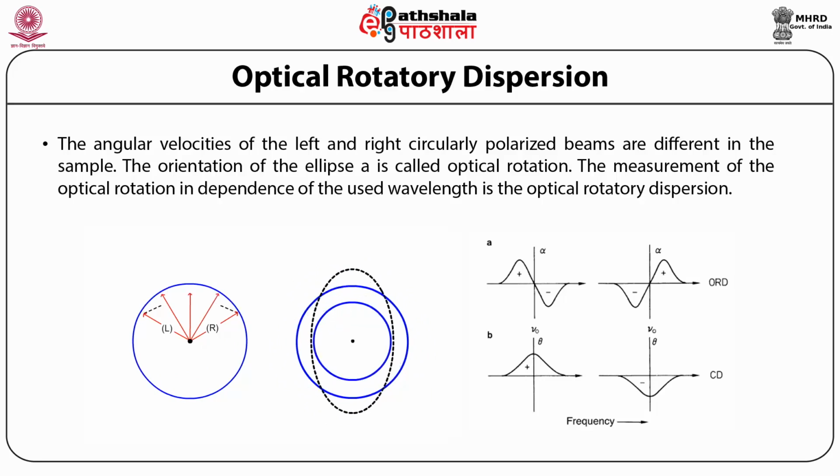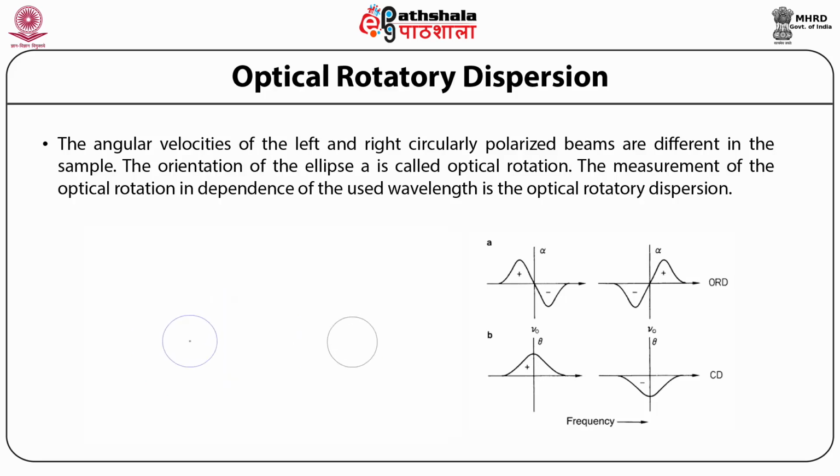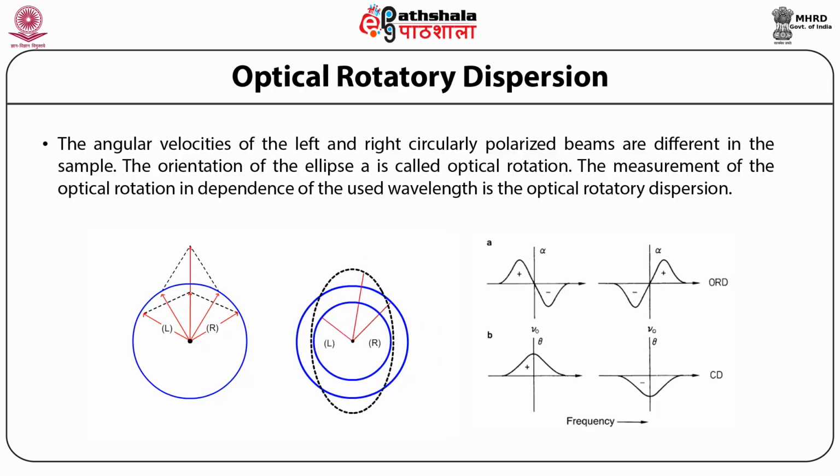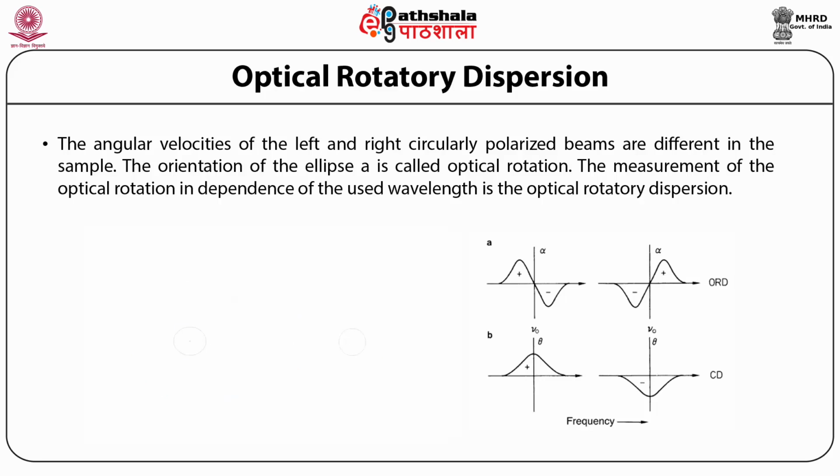We discuss optical rotatory dispersion. It is defined as the difference in the angular velocity of the left and right circularly polarized beams in the sample. The orientation of the ellipse, alpha, is called optical rotation. The measurement of optical rotation as a function of the wavelength used is the optical rotatory dispersion. You can see here it has both positive and negative signs, while the CD has either a positive or a negative signature.